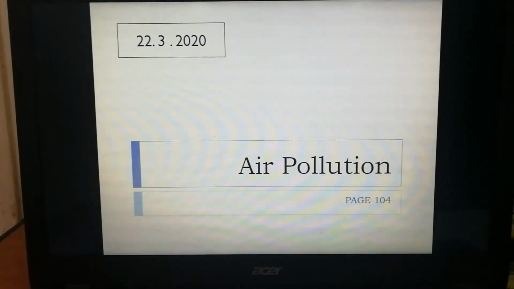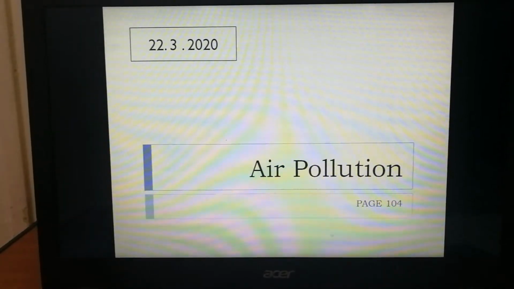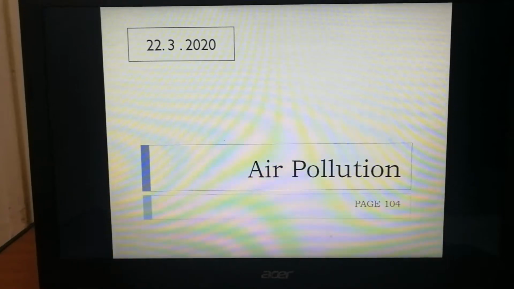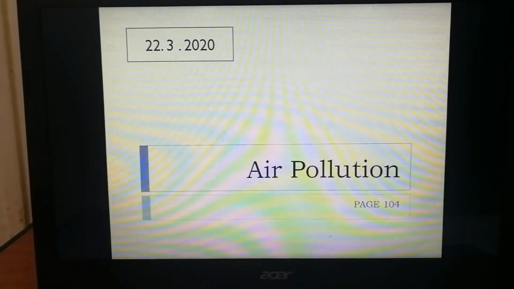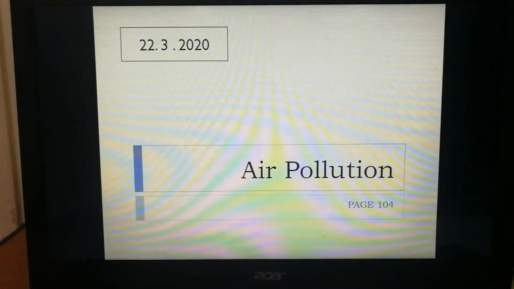Okay, this week we will continue where we stopped last week. Last week we took the first lesson in Unit 6, which was about pollution. This week we will take air pollution and water pollution.